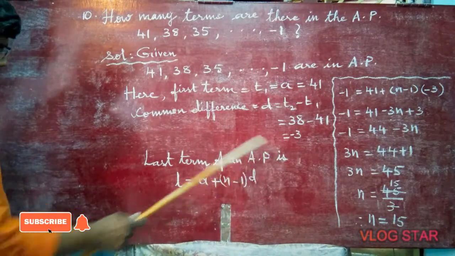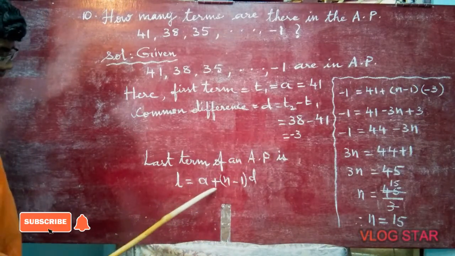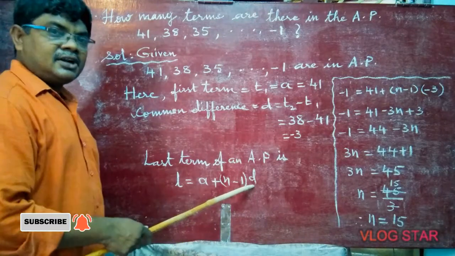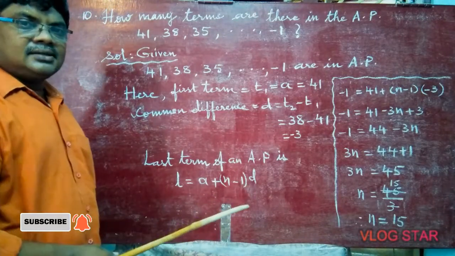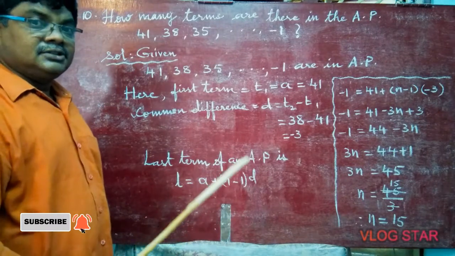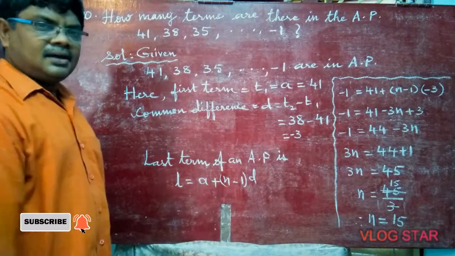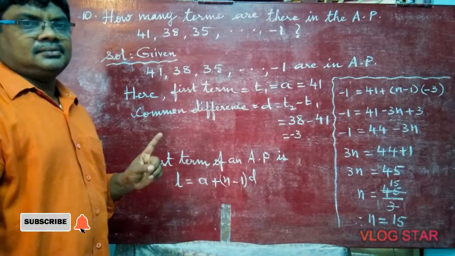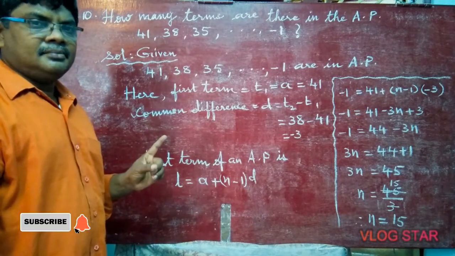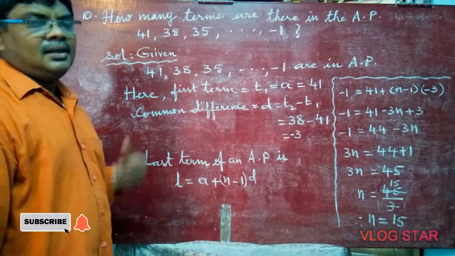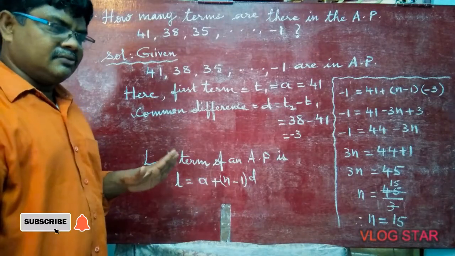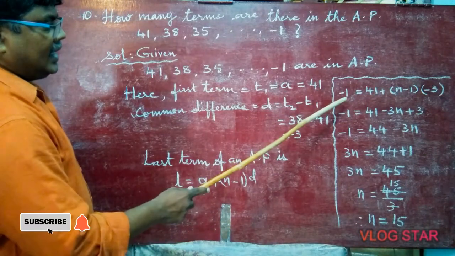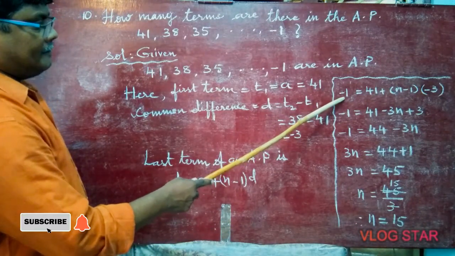What is the formula for that one? L is equal to A plus n minus 1 into D. Same formula. General term, last term, nth term: 3 names, same formula. 3 names, same person, one person. In school, one name. In house, one name. In angry time, another name. You know that one. Now, L indicates last term.